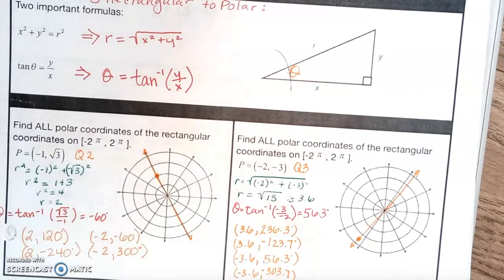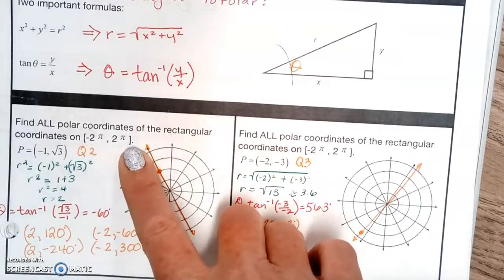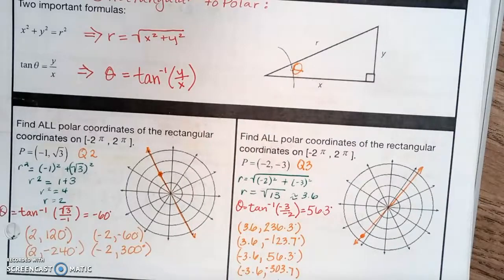Okay? And the 120 is just across from the negative 60. So that's how I got that. Okay. Because it would seem like this should be 2, negative 60. But it's actually 2, 120. And then the opposite, the other positive, because we have to have 2 positives, 2 negatives.